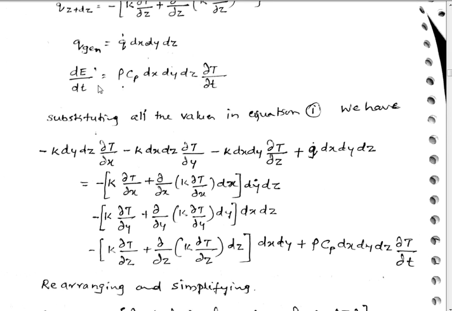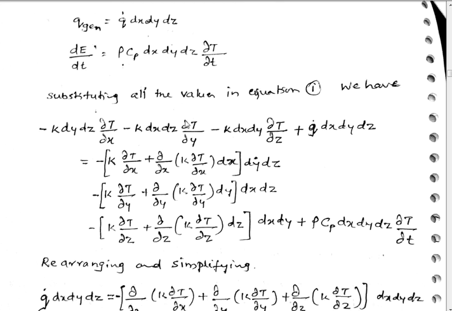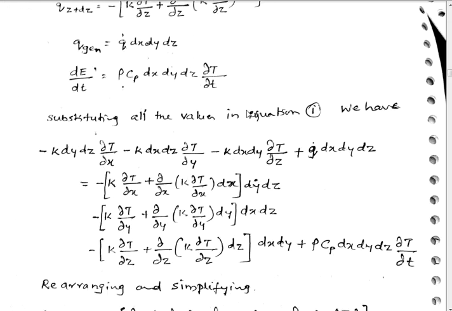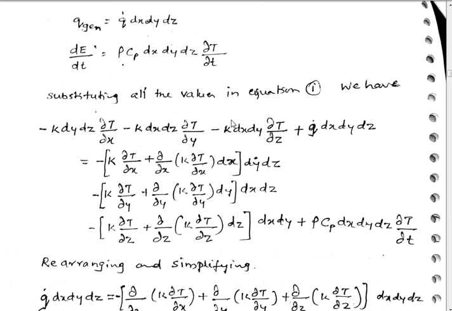The change in internal energy per unit time will be ρ cp dx dy dz into ∂T/∂t. Substituting all the values in equation 1, we can write: the amount of heat entering the element, plus the internal heat generation, is equal to the change in internal energy, plus the amount of heat leaving the element, in all three directions.